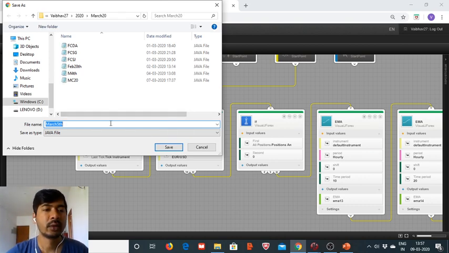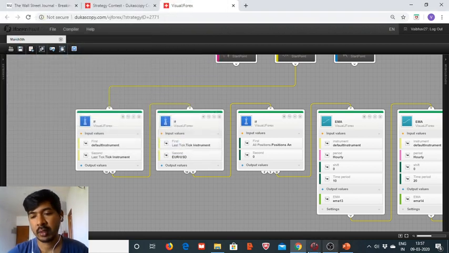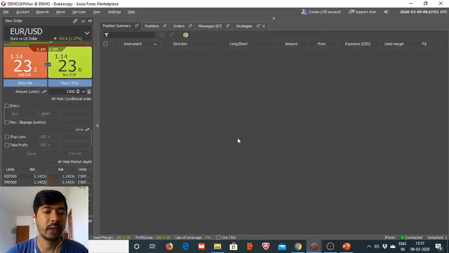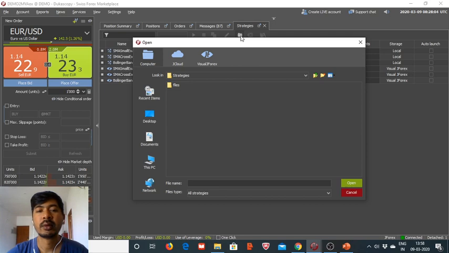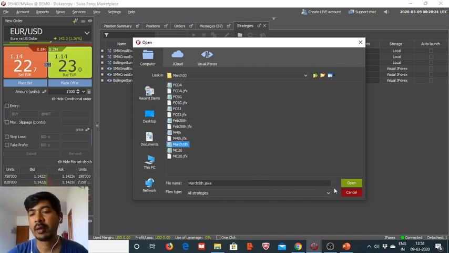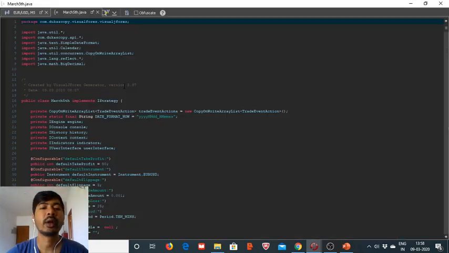Of current month, March 5th is the name and the folder is March 20. Okay, and we then import the same file here: strategies, this PC, algorithms, 2020 March 20. Okay, March 5th is our file, so we have successfully imported it.